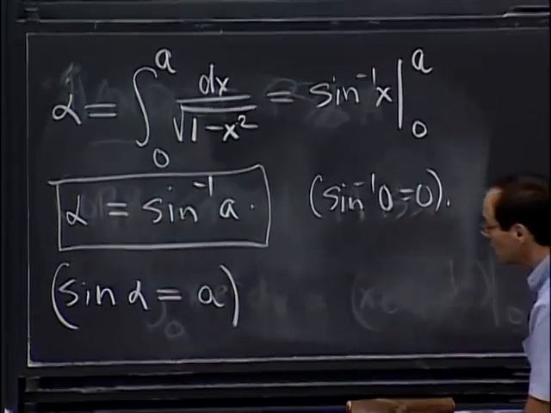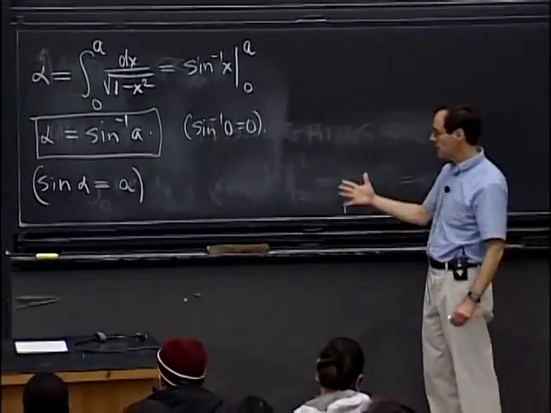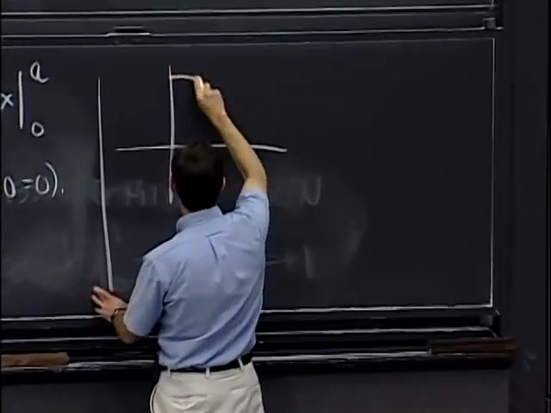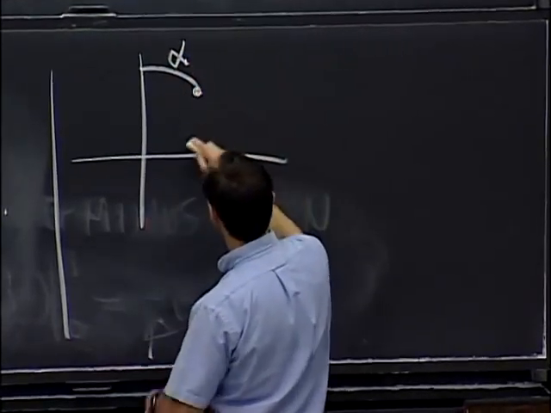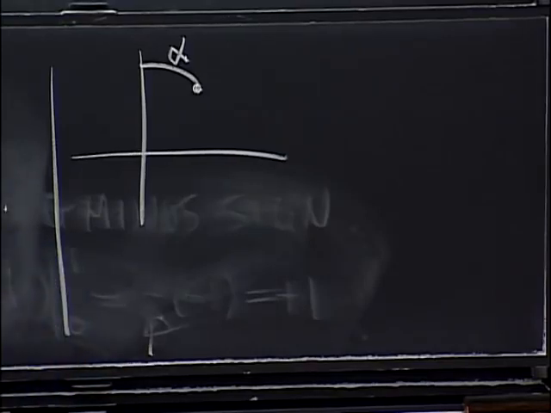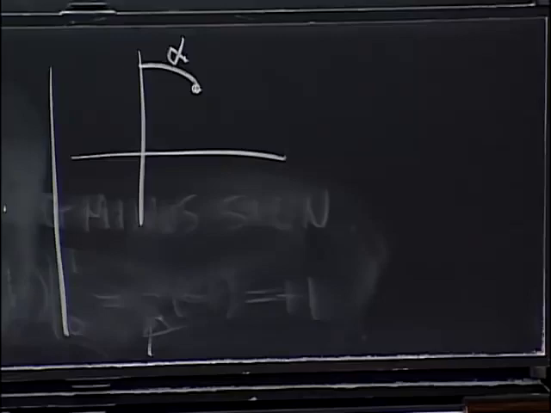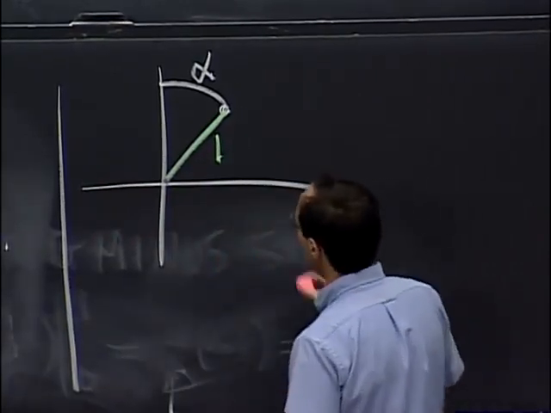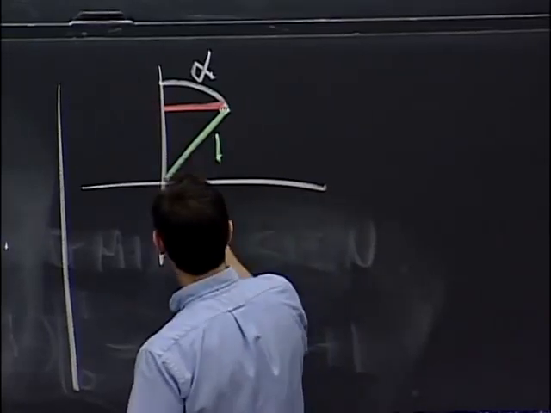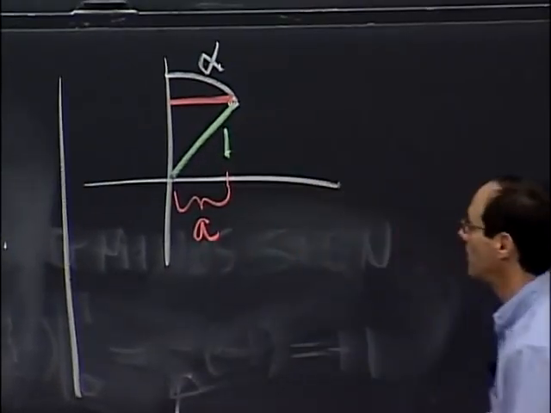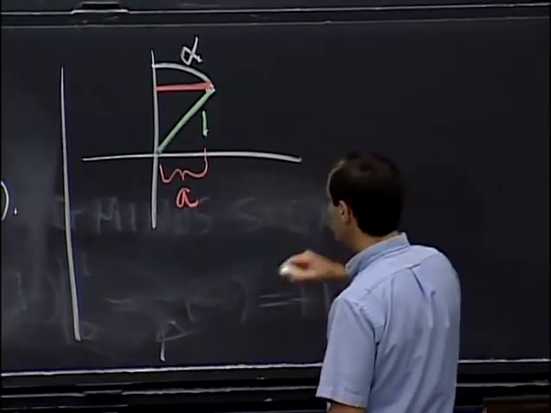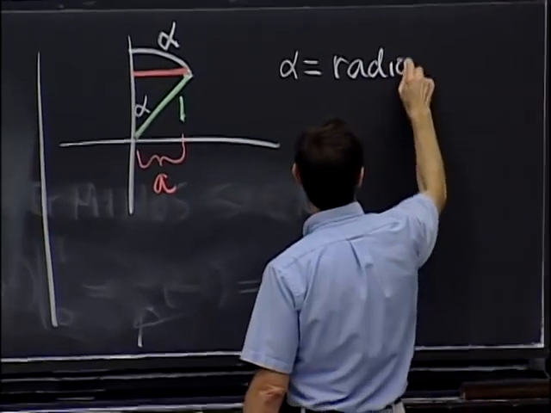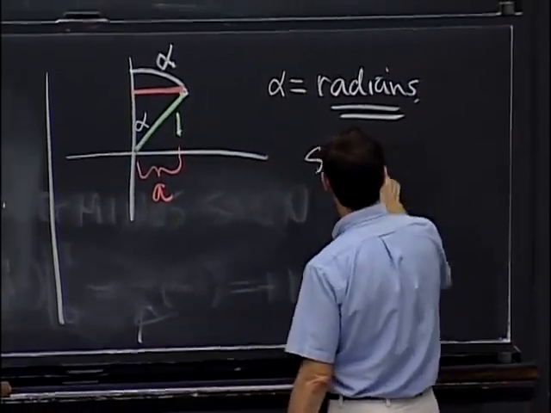What's going on here is something that's a little deeper than it looks. We've just figured out a geometric interpretation of what's going on. That is, we went a distance alpha along this arc. And now remember that the radius here is 1, and this horizontal distance here is a. So the geometric interpretation of this is that this angle is alpha radians, and sine alpha is equal to a.